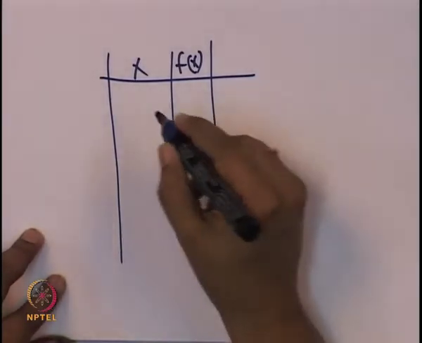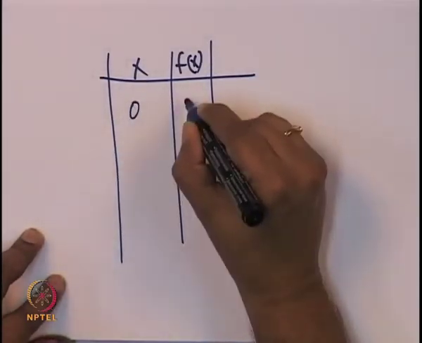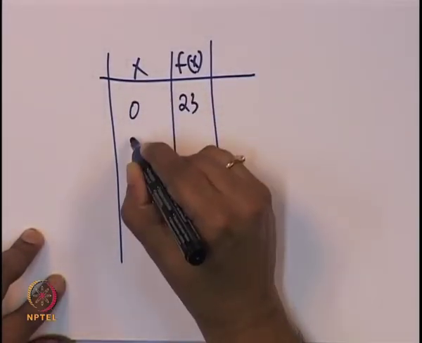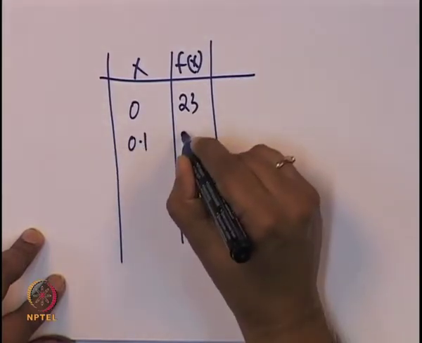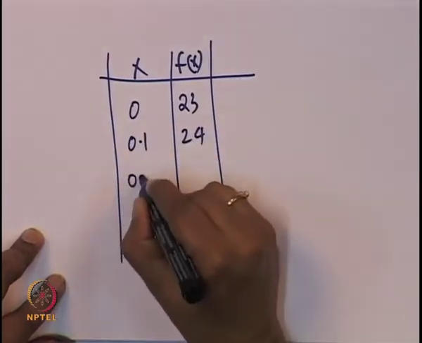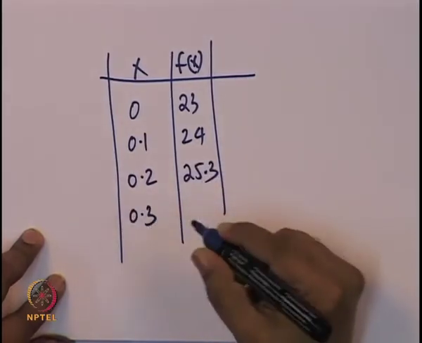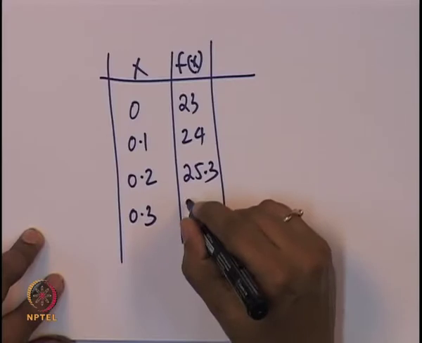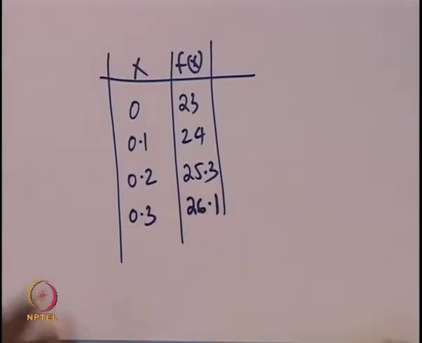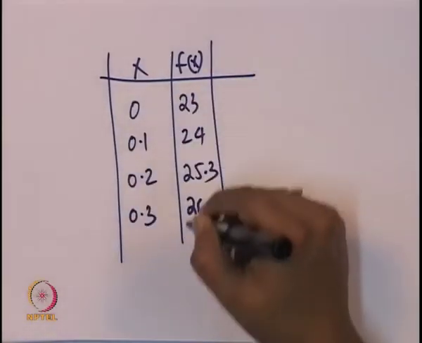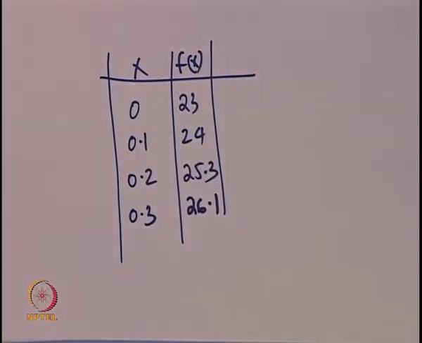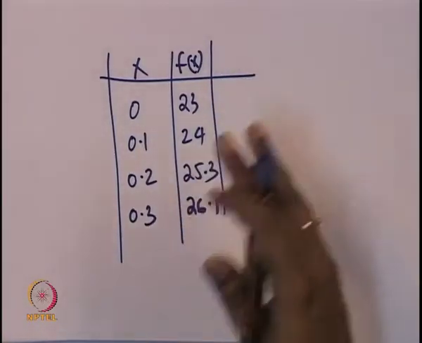So, let us say you are given some function, with x values 0, 0.1, 0.2, 0.3 and f of x values 23, 24, 25.3, 26.1 and so on and so forth. So, this is a function, x and f of x. How do we calculate the derivative of such data?